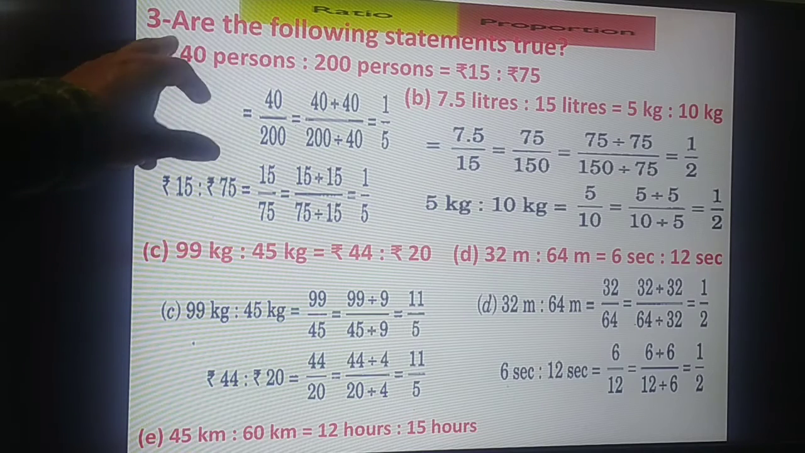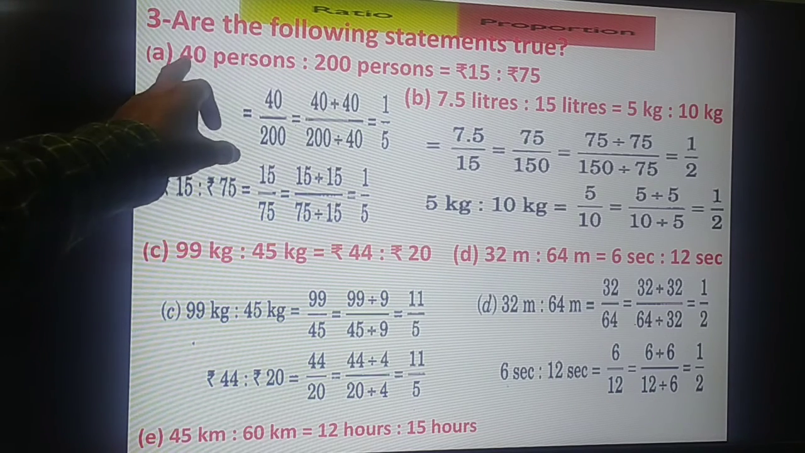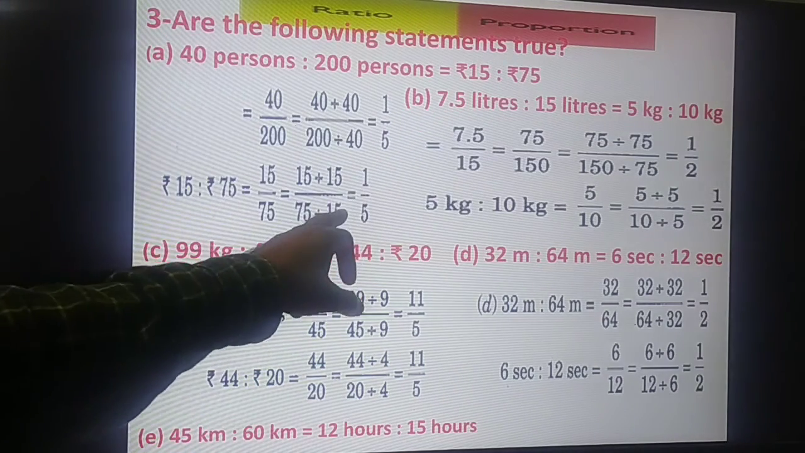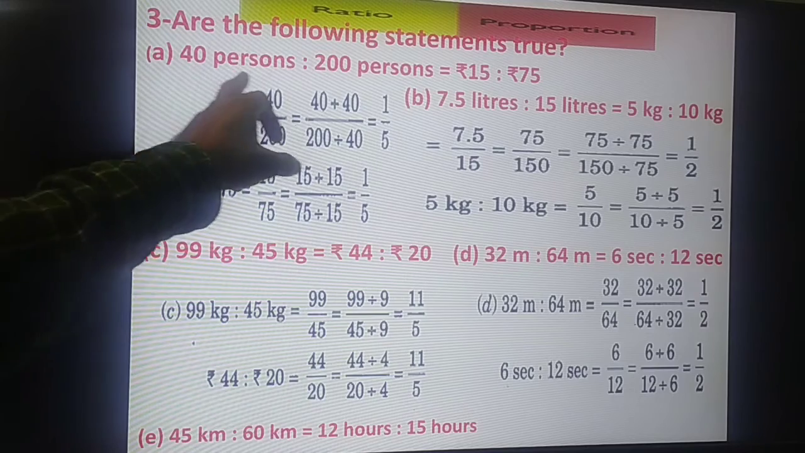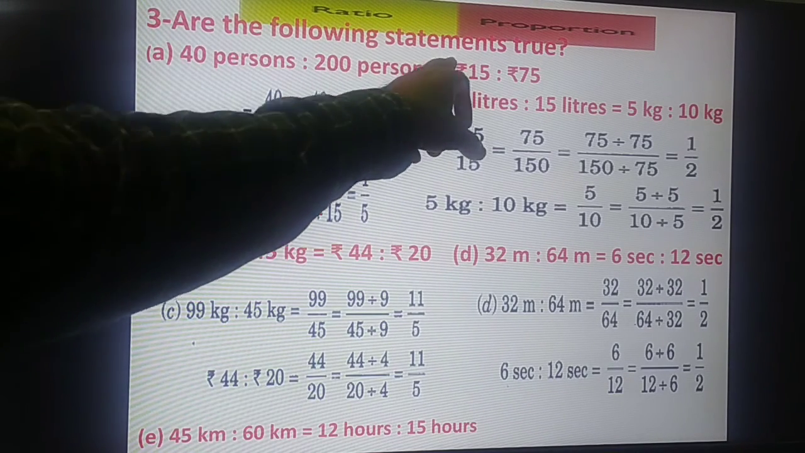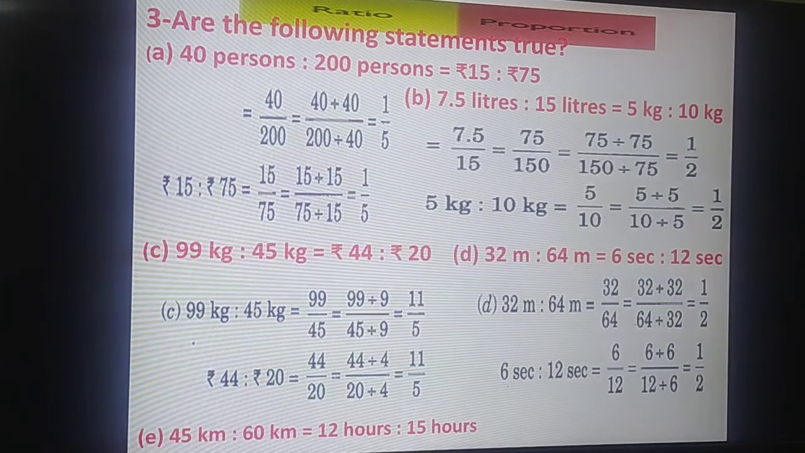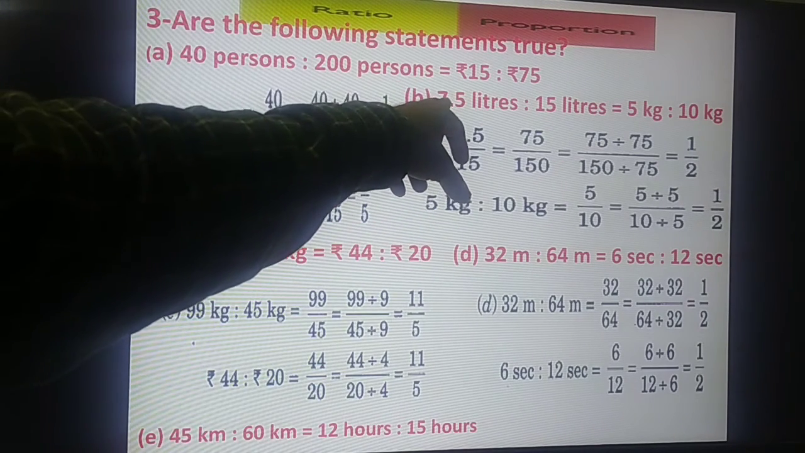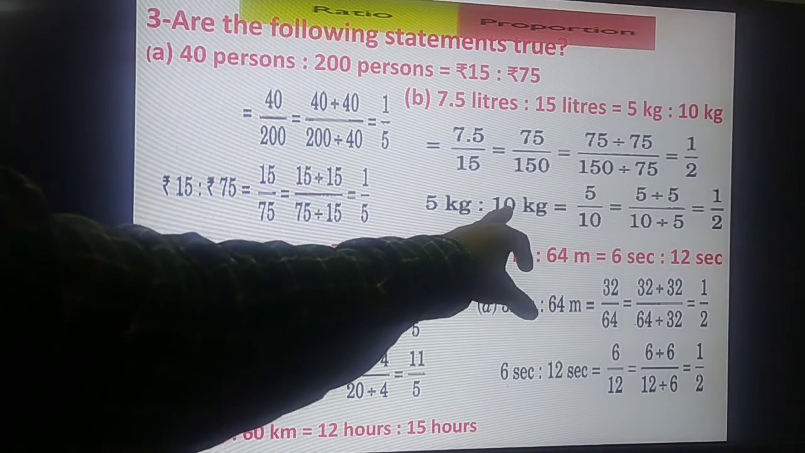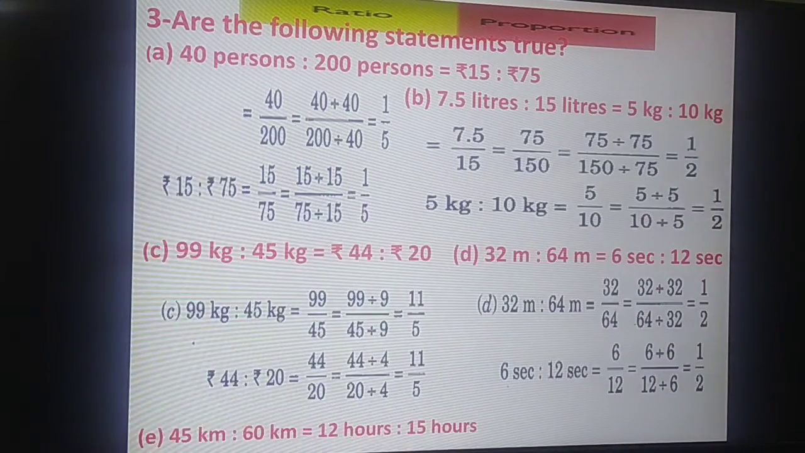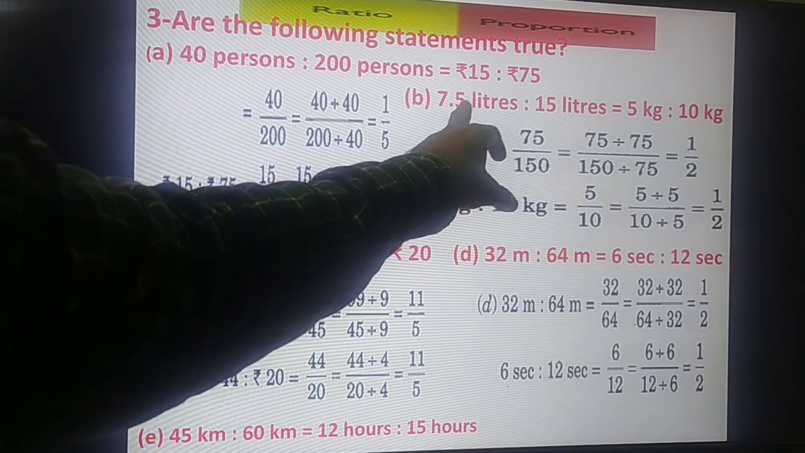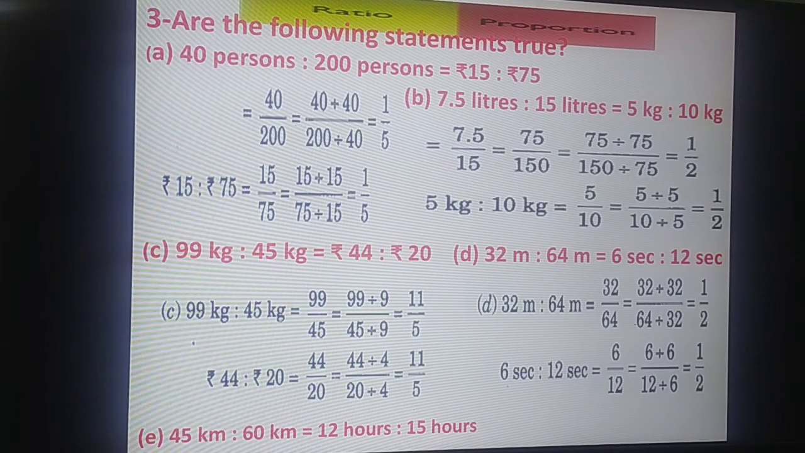Next, problem number three. 40% to 100%. The ratio of 40% and 200% is 1 by 5. 15 and 75 rupees ratio becomes 1 by 5. Means this statement is true that the ratio of 40% and 200% is equal to 15 rupees and 75 rupees. In the second case, 7.5 liters and 15 liters, that ratio becomes 1 by 2. 5 kg and 10 kg ratio becomes 1 by 2. Means these two ratios are equal. It means that this statement is also true.